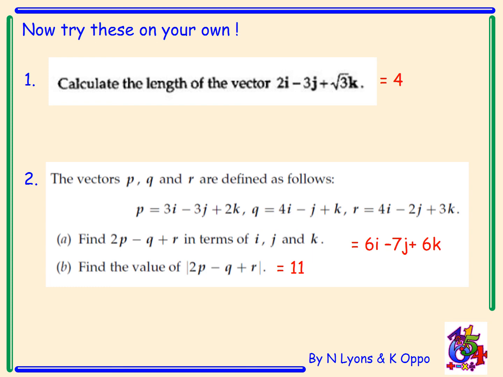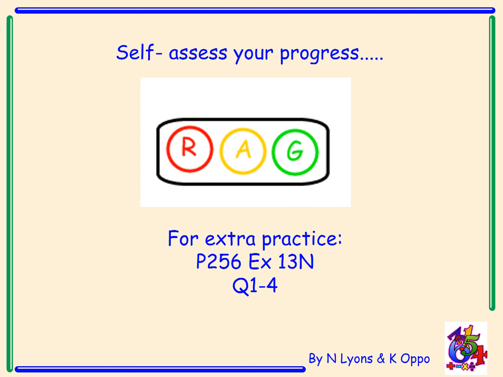It's time to self-assess your own progress. So let's look at your RAG status. So in your jotters, write down, are you red? Finding it hard, still not sure. Amber, okay, but can you let me know exactly where your mistakes are, if you've got any? And green's for go, you're good for this and you want to go on to some harder work in class. Now for extra practice, you could look at page 256, exercise 13N, questions 1 to 4 in your Heinemann textbook.